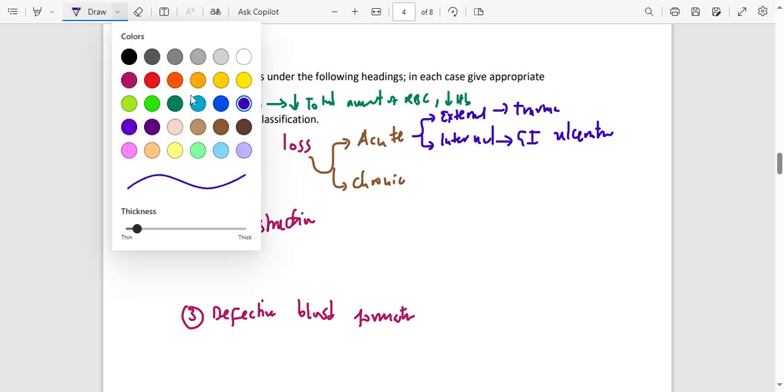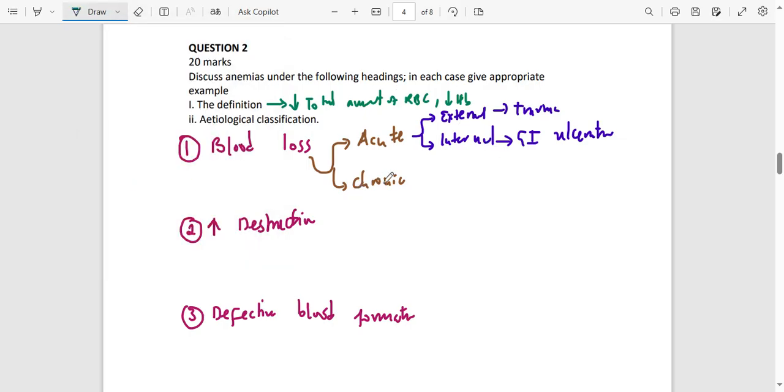When we go to the chronic classification, it is also the same. Chronic just means you are losing blood gradually over a long period of time. It can as well be due to external factors or internal factors.